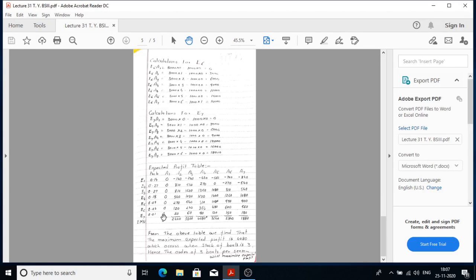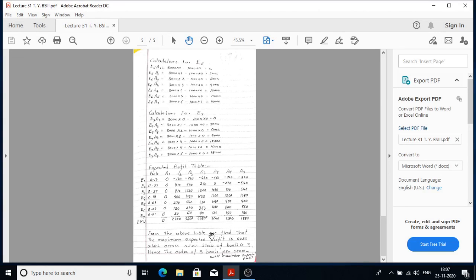So first column value, expected monetary value is 0. Second column, expected monetary value is 2440. Third column, expected monetary value is 3800. Fourth column, expected monetary value is 4080. Fifth column, expected monetary value is 3640. A6 column, expected monetary value is 2840. A7 column, expected monetary value is 1880.